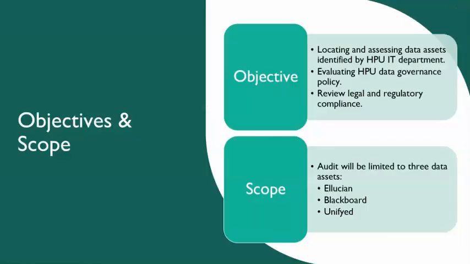Our objectives for this data audit will be to 1. Locate and assess the data assets provided to us by the HPU IT department, 2. Evaluate HPU's data governance policy, and 3. Review the legal and regulatory compliance required of the university. The scope of our audit will be limited to the 3 data assets that were provided by HPU's IT department. Ranking them from most to least critical, we will be assessing Ellucian, Blackboard, and Unified.